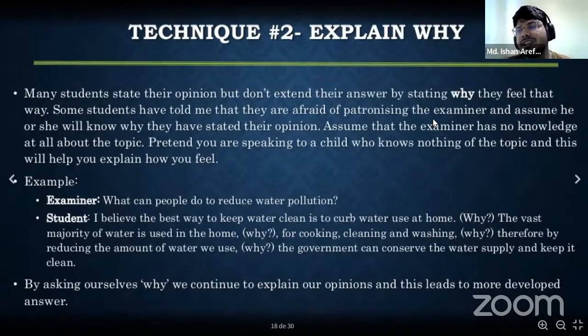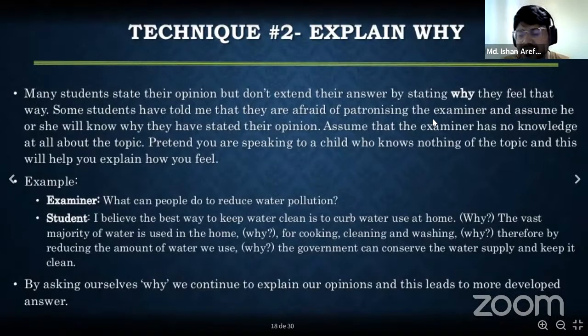So if we take the industries away from the river, the situation of the river water can be improved and the water pollution can significantly reduce. So you are giving the basis of your answer. You are giving explanation of your answer this way, which is very important.